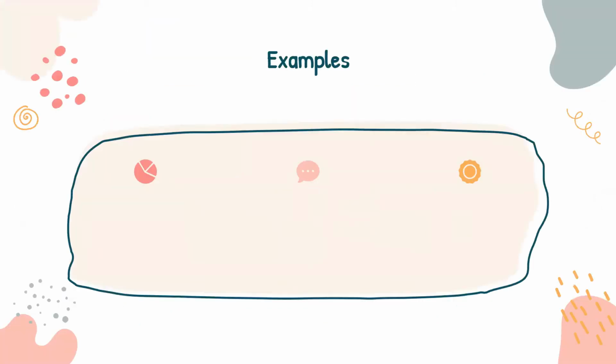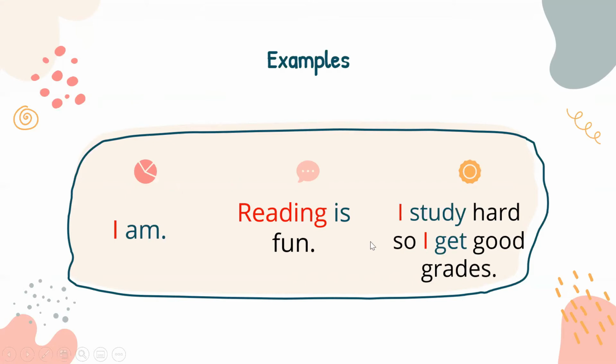Let's have examples. I am. I is the subject, am is the verb. Reading is fun. Reading is the subject, and is is the verb. I study hard, so I get good grades. You can see here that there are two subjects, I and I, and there are two verbs, study and get. Okay?